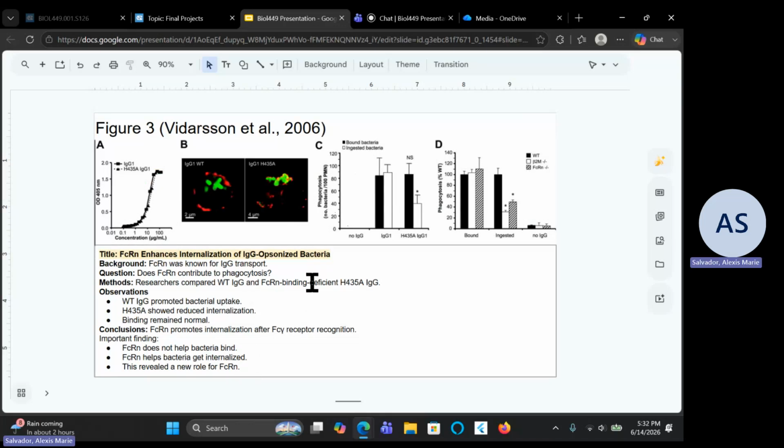So together, these results demonstrate that FcRn is not required for bacterial recognition, but enhances the internalization of IgG opsonized extracellular bacteria, which makes phagocytosis more efficient. Like it's not needed. This is still kind of happening at a rate, but it's just not as high, right? So it's more efficient.